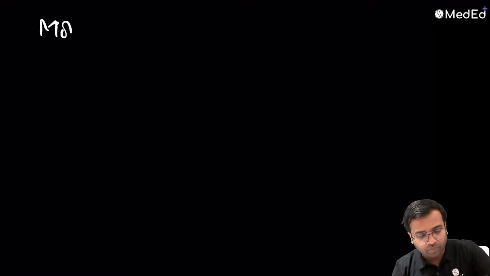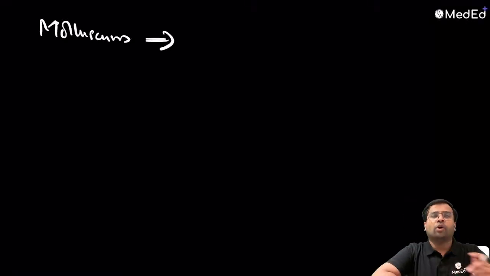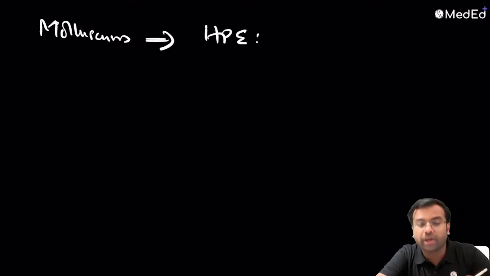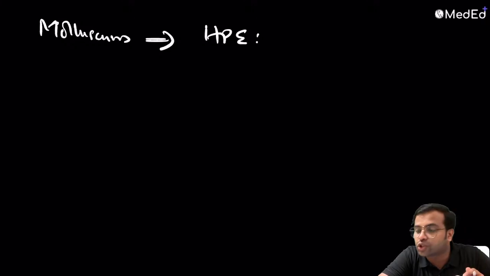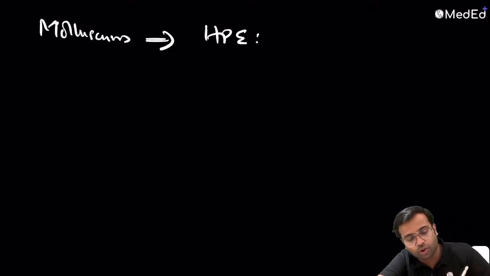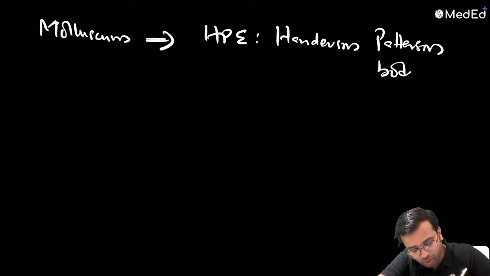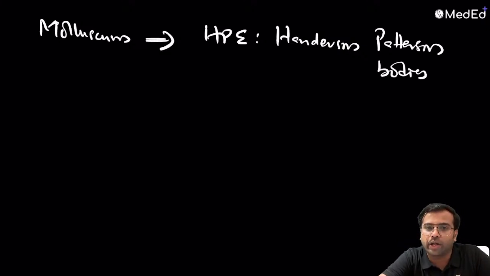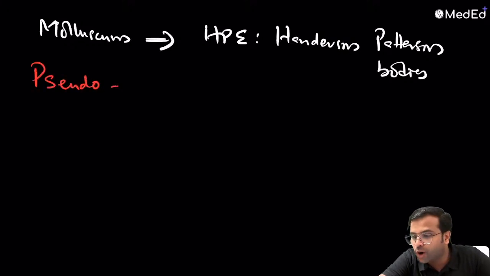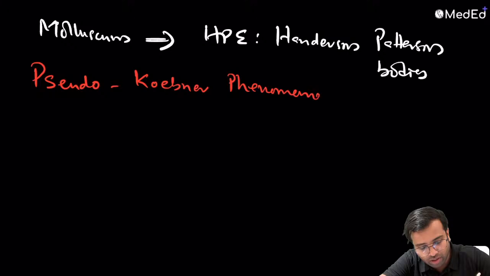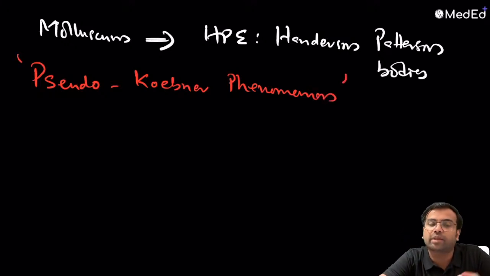So in molluscum, what is important is the histopathological finding which is going to be diagnostic for molluscum contagiosum. What Sharan is saying is right. This is called Henderson-Peterson body. Henderson-Peterson bodies can be seen. Now, along with this Henderson-Peterson body, there is one very important phenomenon which can be seen in molluscum contagiosum. What is that important phenomenon called? I'll give you a clue. It is some pseudo. So what is it called? It is called pseudo-Koebner phenomenon.